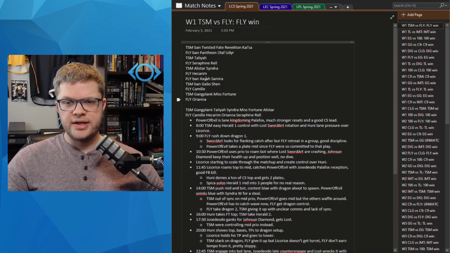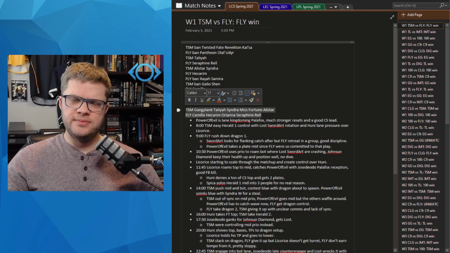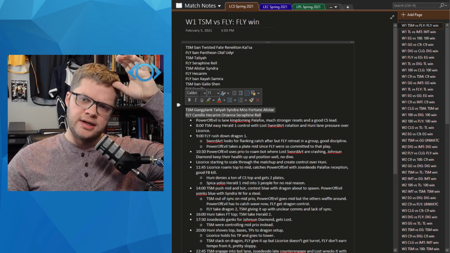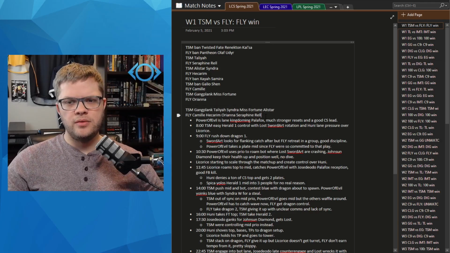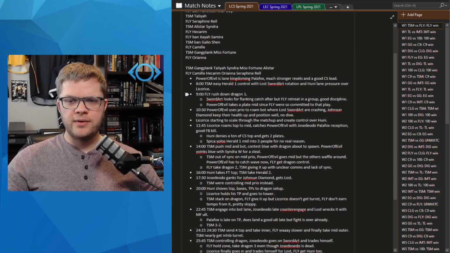So you can see I write down the draft, I write down the team comps. Sometimes I won't write down the full draft, depending on what I'm watching and what I'm focusing on. And then I write down bullet points for what happens during the game.